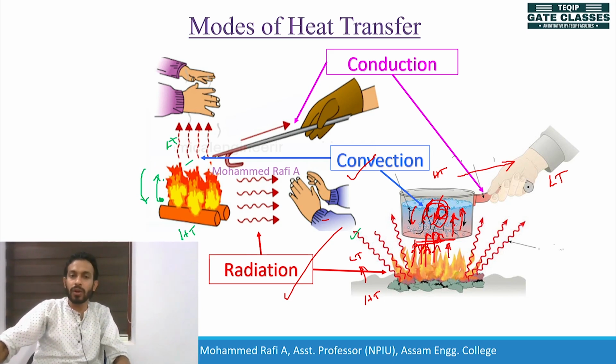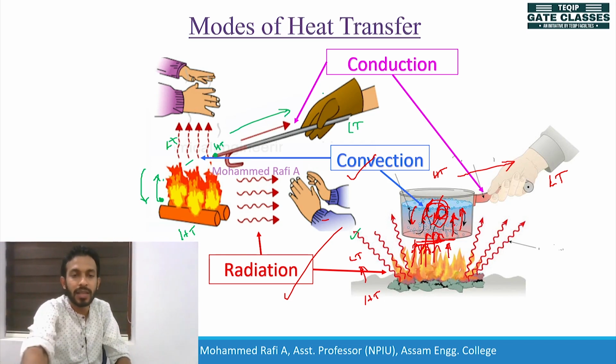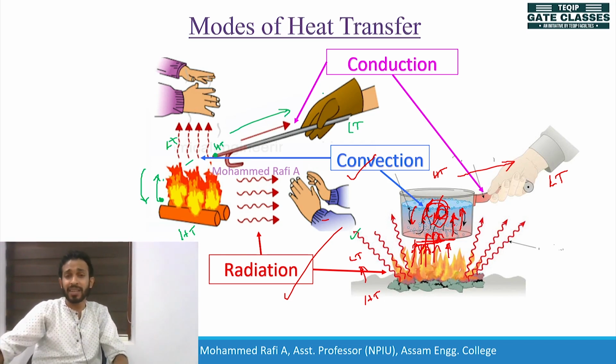Similarly, the rod is coming in contact with the hot body, so this point will become high temperature, and this point will become low temperature. How this heat transfer takes place from high temperature to lower temperature is called conduction. Now, from the observation, we get to know that these three modes of heat transfer take place in different manners. There are some differences between these three modes of heat transfer.